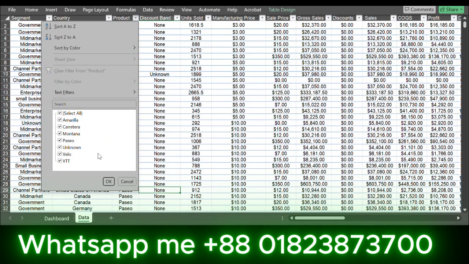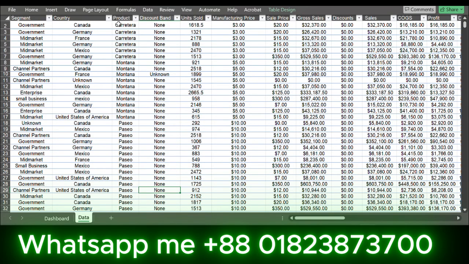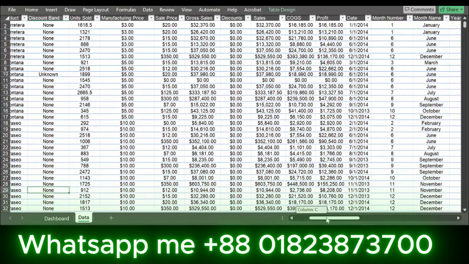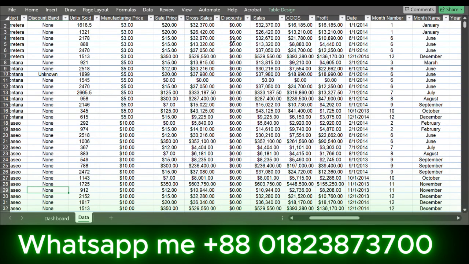And if you guys are worried about the unknown one, actually I have put this to enter new data here, as my client will want to add new data in the future. And this is the discount band, units sold, manufacturing price, sale price, gross sales. These gross sales are calculated with some formulas, and here as you can see the discounted price, the sales price, the total sales, the COGS, profit, and the date when they purchased the product.